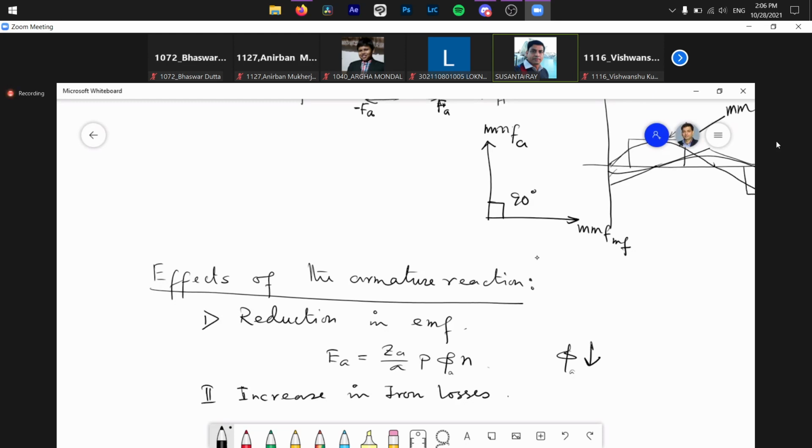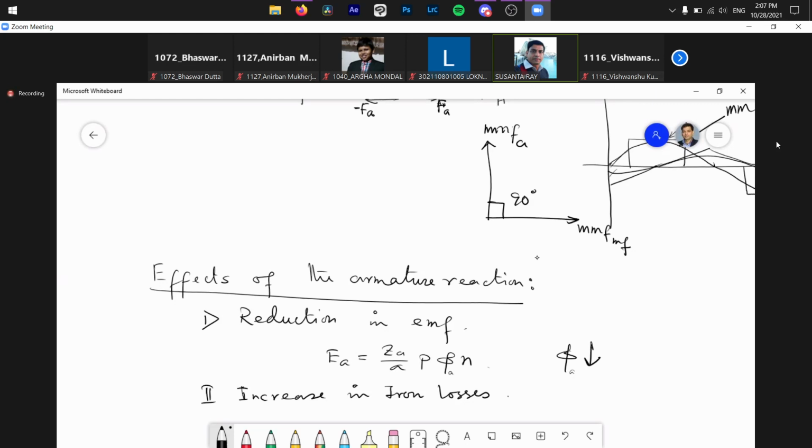Okay, anyway, I think you have understood, because there is a flux reversal in the armature. So due to that, the eddy current loss or hysteresis loss will come. Although it is a DC flux, since there is a flux variation in the armature, there is a flux reversal with respect to the armature core material, so there will be iron losses.